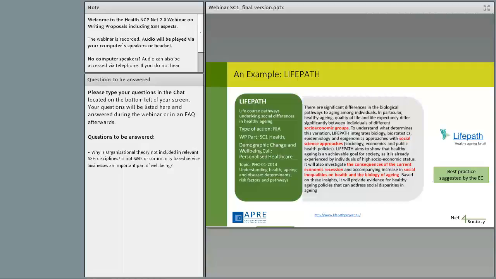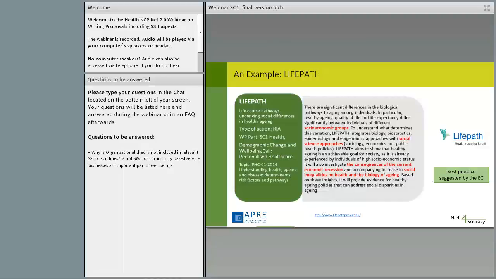On the right side of the slide, you have a brief description of the project, and you can see in red the parts that are relevant for the socioeconomic sciences and humanities. And as you can read here, there is a focus on the socioeconomic groups analysis, and the approach of this project is a positive approach for an SSH flag topic. LifePath integrates biology, biostatistics, epidemiology, epigenomics approaches with social science approaches, sociology, economics, and public health policies. This is something that is public on the web, and here you have the link to the project.